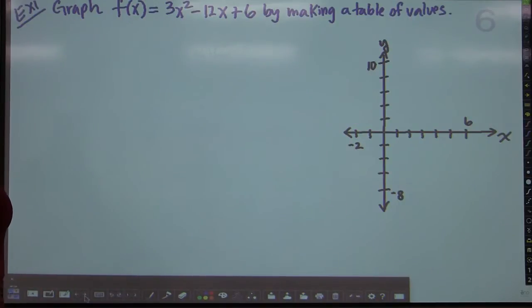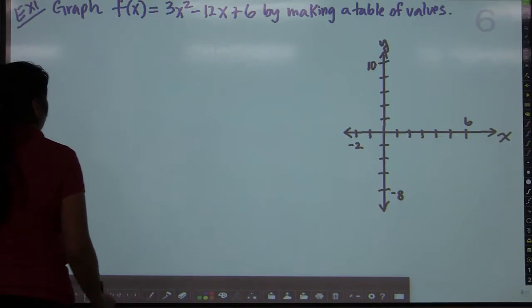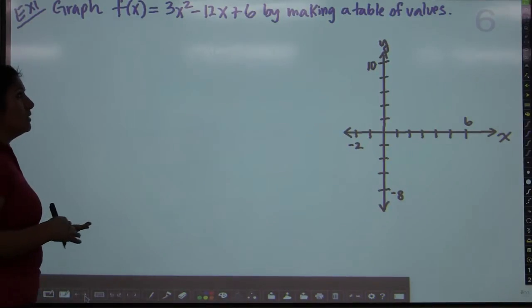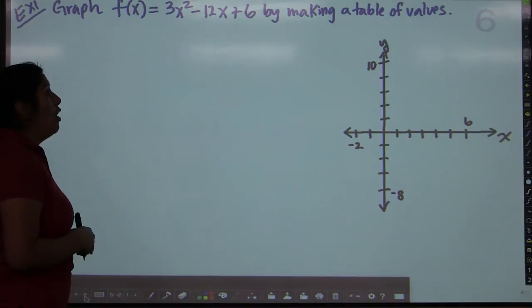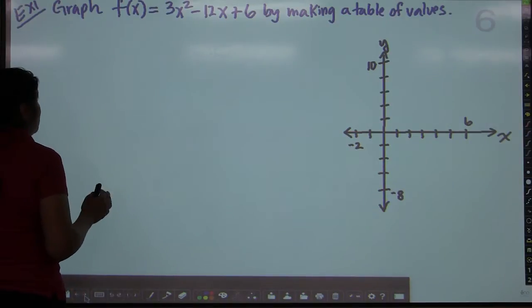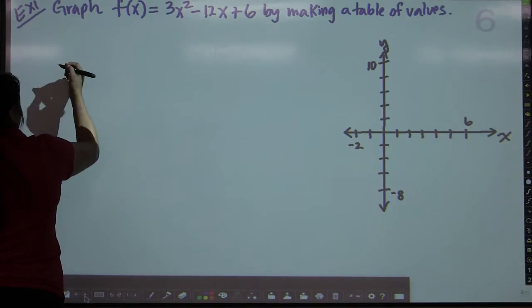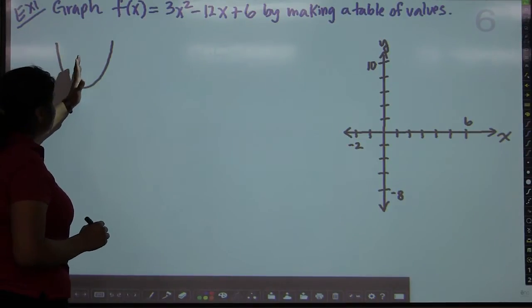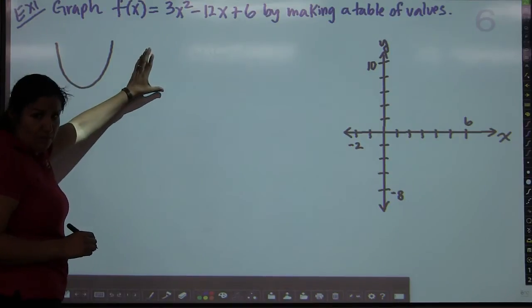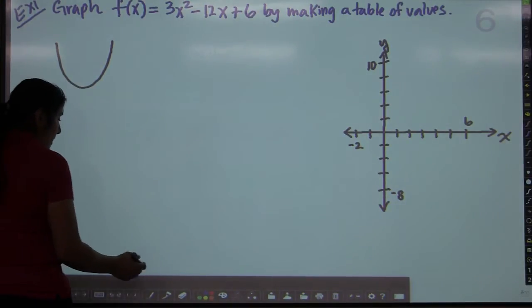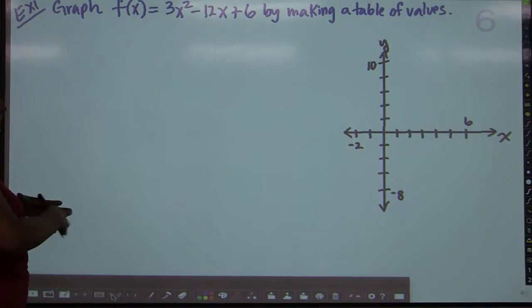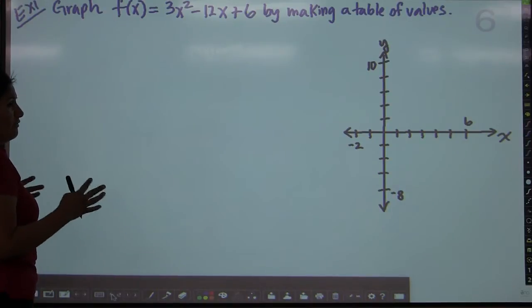It says graph f of x equals 3x squared minus 12x plus 6 by making a table of values. And what you want to do is it's pretty important that you always pick negative values, positive values, and 0 when you're graphing to make sure that you have an accurate graph. Because the graph of a quadratic is a parabola, it is possible that if you only pick positive numbers, you'll only get one side of the parabola. So it's important to always use negatives, positives, and 0. You don't have to use a gazillion values, just make sure that you have a few of each.